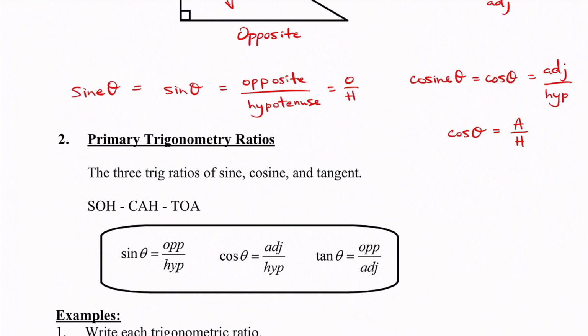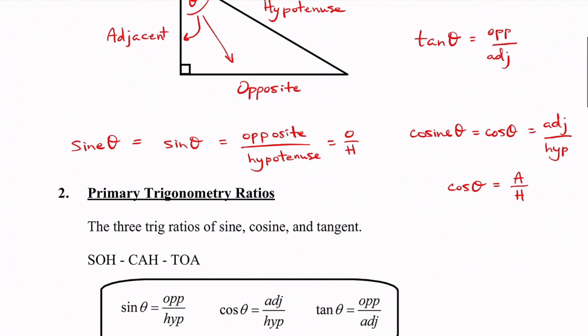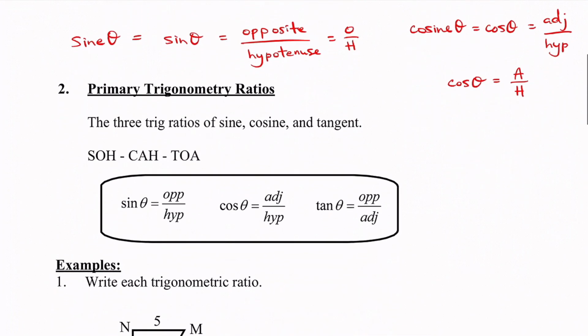Okay, and then the way that we can remember this is this little acronym. It's SOH CAH TOA. Okay, so the SO is for sine is opposite over hypotenuse. The CA is cosine is adjacent over hypotenuse. And then the TOA is the tangent is opposite over adjacent. We had that up here. So tangent is opposite over adjacent. Okay, SOH CAH TOA.